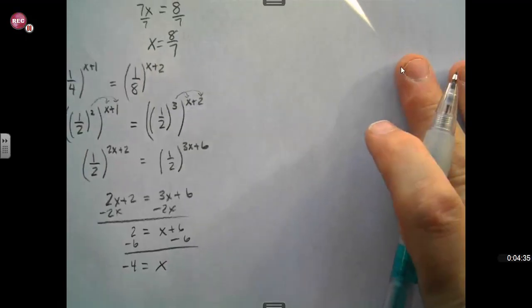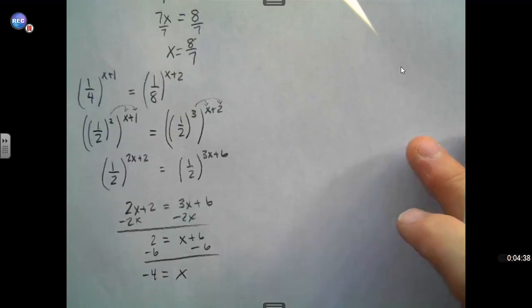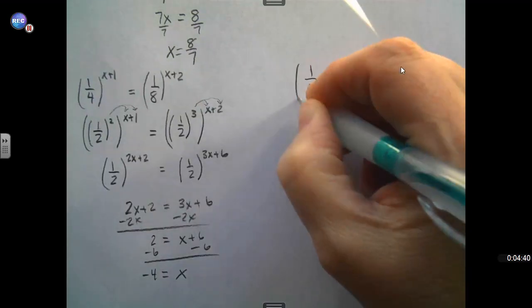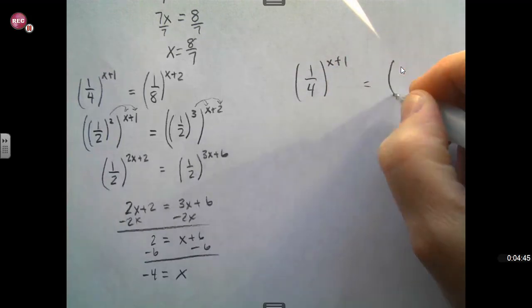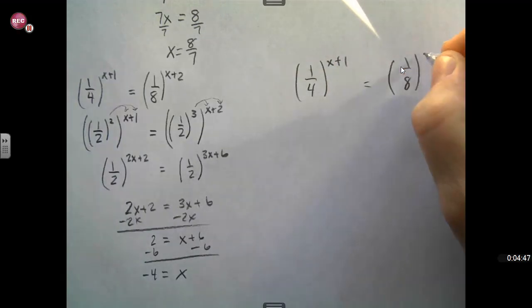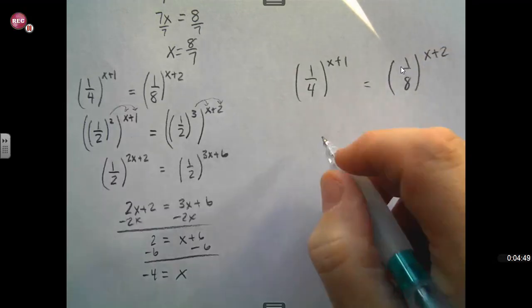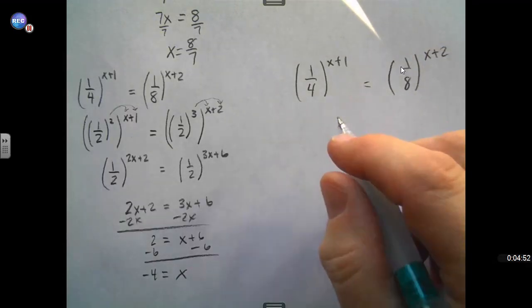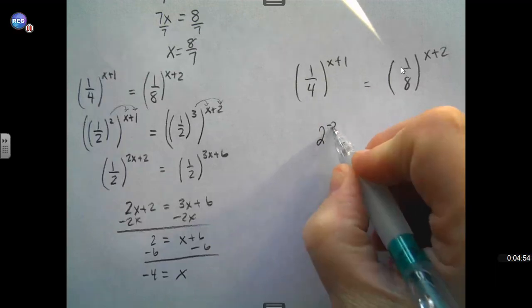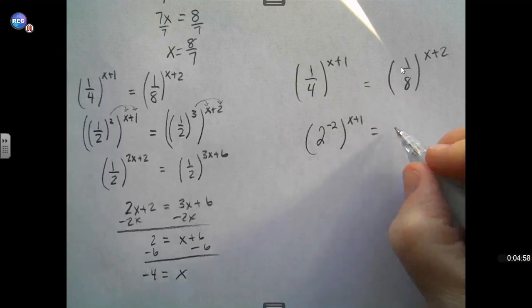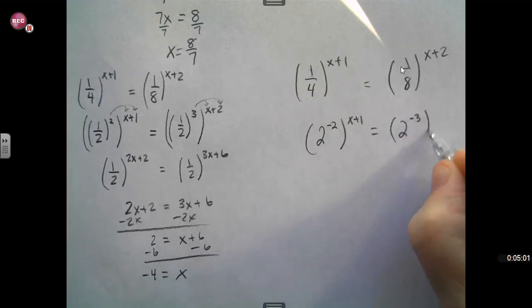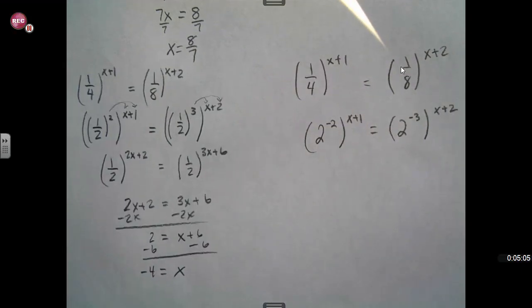I also did this another way back when we were solving these, and that was to take 1/4 and raise it to 2 to the negative 2 power. And 1/8 is 2 to the negative 3 power. And whichever way is easier for you, we're going to get the same answer either way.